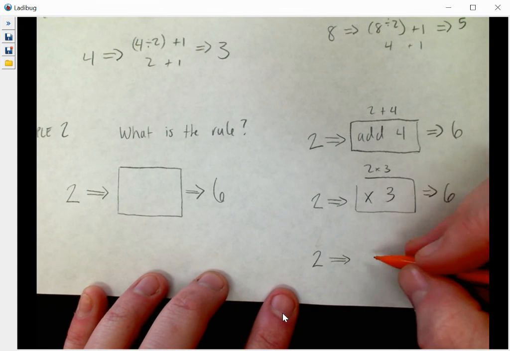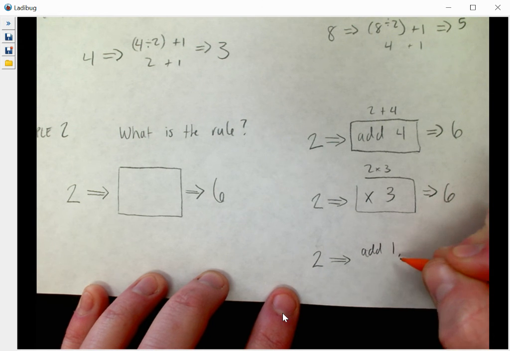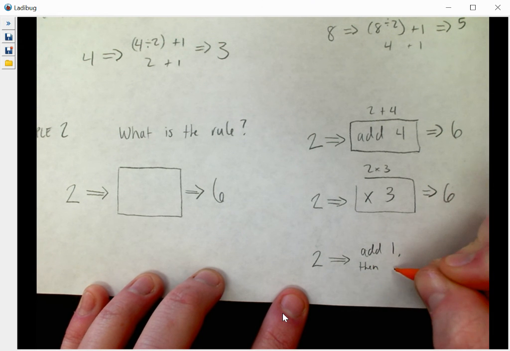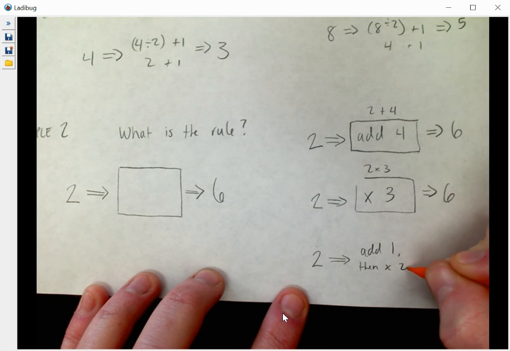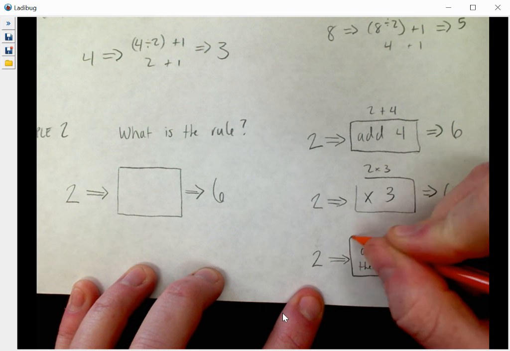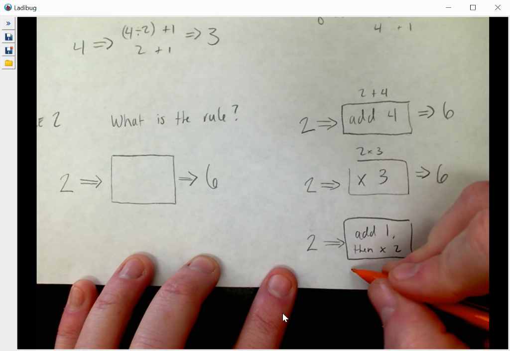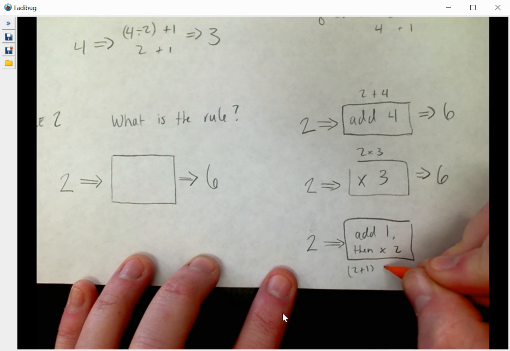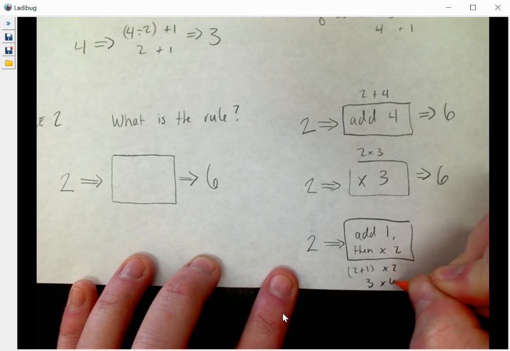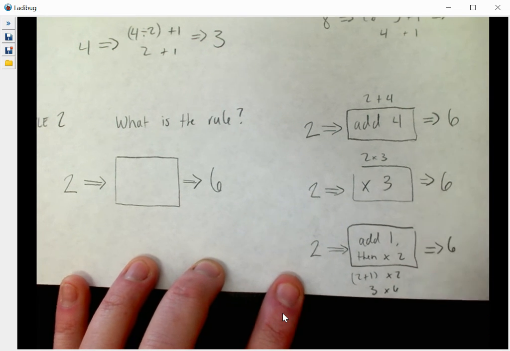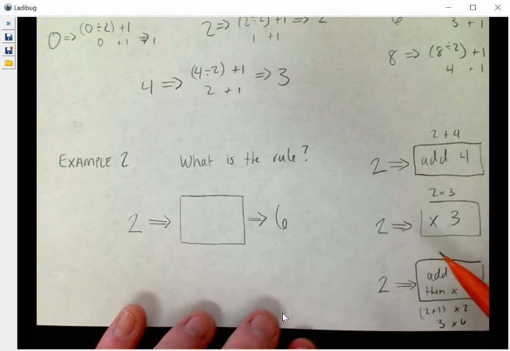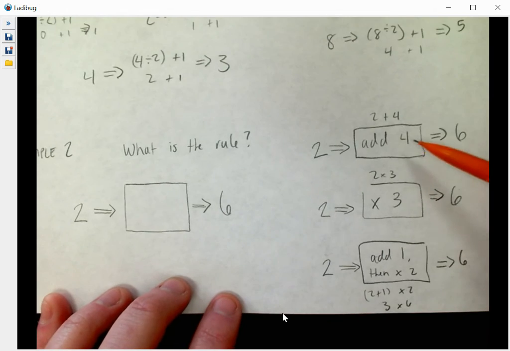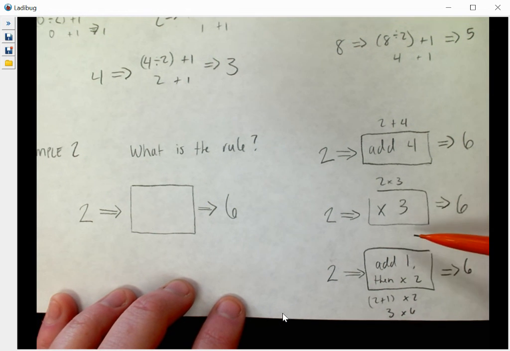I could also add 1, then multiply by 2. Would that work? Let's see. Because that would be 2 plus 1 times 2, 3 times 2. Oh, that's 6. So in this case, our missing rule could really be any one of these answers.